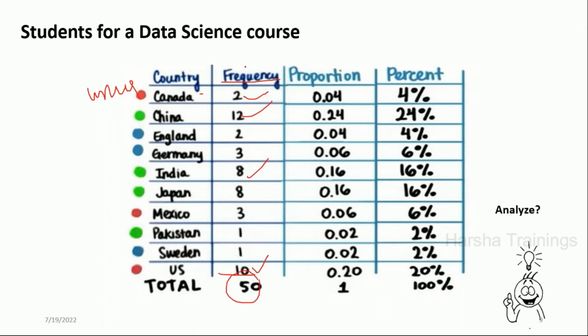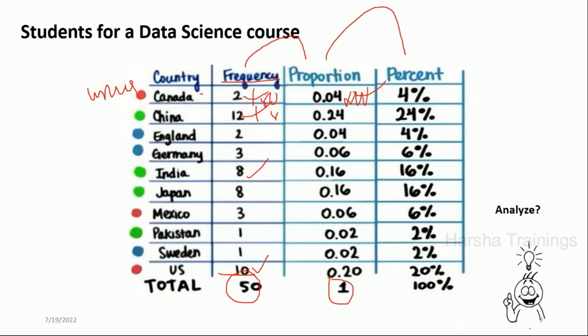Now I am converting this frequency into proportion. Frequency divided by the total of 50 is called the proportion. 2 by 50, 12 by 50. They will give me proportion values, and if I add all the proportions, I will get 1. Then if I want to convert these proportions into percentages, I should multiply by 100.